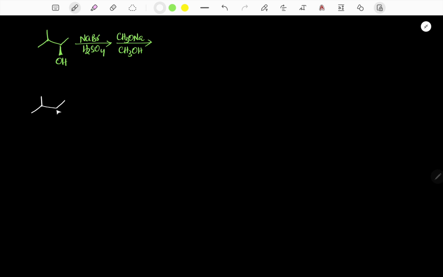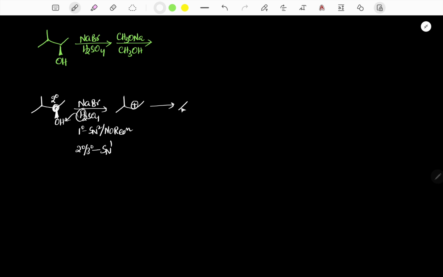The secondary alcohol is treated with NaBr and H2SO4. So when alcohol is treated with NaBr in the presence of H plus, primary goes by SN2, tertiary no reaction. Secondary and tertiary alcohol prefer the SN1 reaction. Since it is a secondary alcohol, it first loses H2O in the presence of H plus.